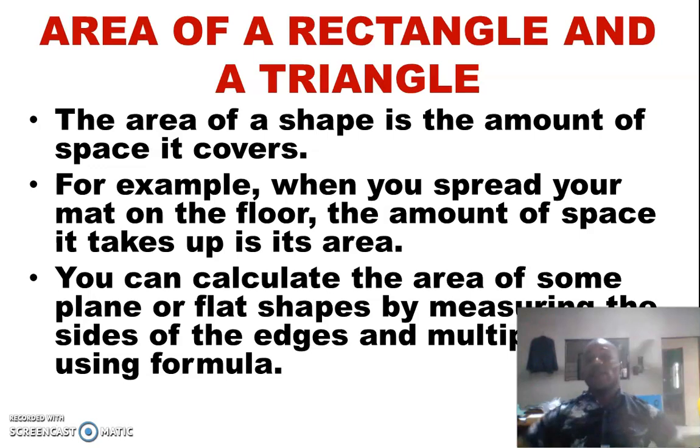So when you spread a map on the floor, the amount of space it covers is the area, and you can actually get it by measuring the edges of that place. And like I said, if you remember, examples of a rectangle are a floor, a ceiling, a textbook, a table, your blackboard. Okay.